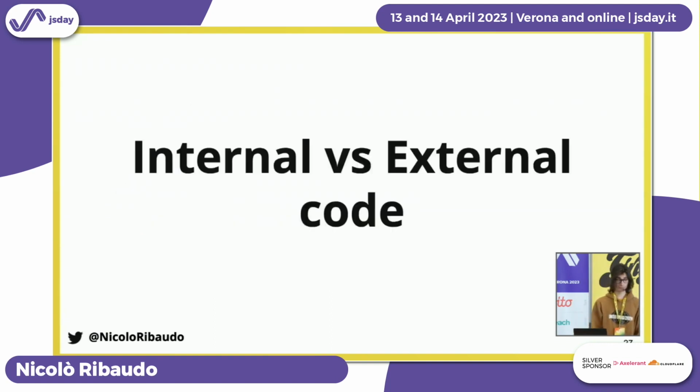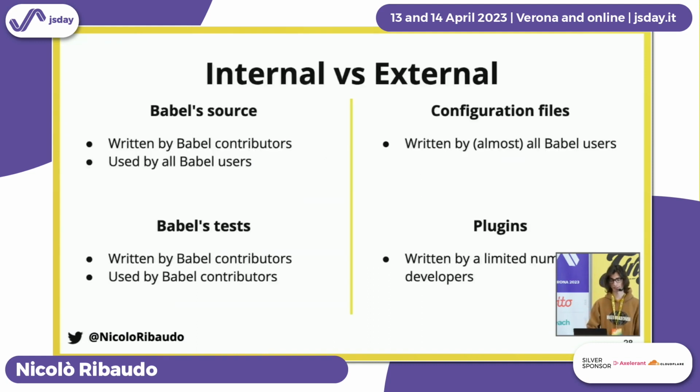The other thing that affected how we migrated our code to ESM is that we can think about code that interacts with Babel as internal and external. Internally, we have our own source code, which is written by 3 to 10 people maybe, and it's used by all Babel users. And we have Babel tests that are written by 3 to 10 people and only used by 3 to 10 people, and some CI bots.